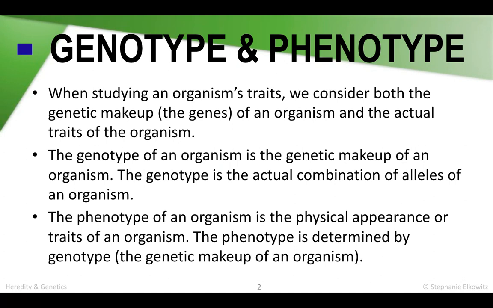All right, so the first thing we're going to talk about is genotype and phenotype. Now, when studying an organism's traits, we consider both the genetic makeup or the genes of an organism and the actual trait of the organism. The genotype of the organism is the actual genetic makeup of that organism. The genotype is the actual combination of alleles in that organism. And you hear genotype, it sounds like geno, gene. They start that same way. That's going to be the best way to remember this, that the genotype is going to be the actual gene.